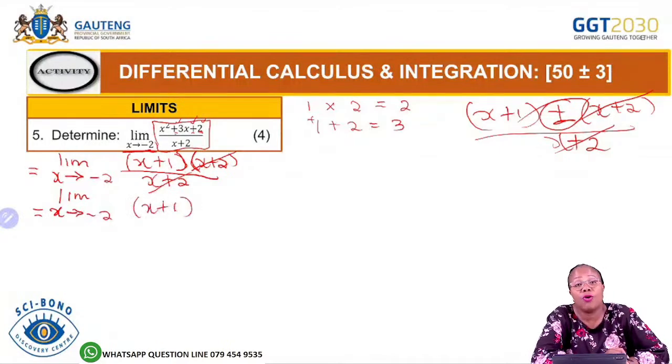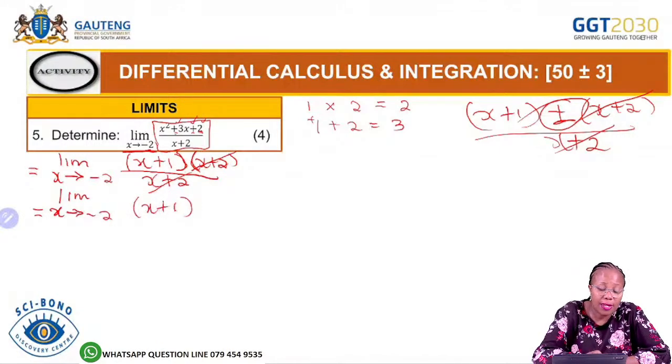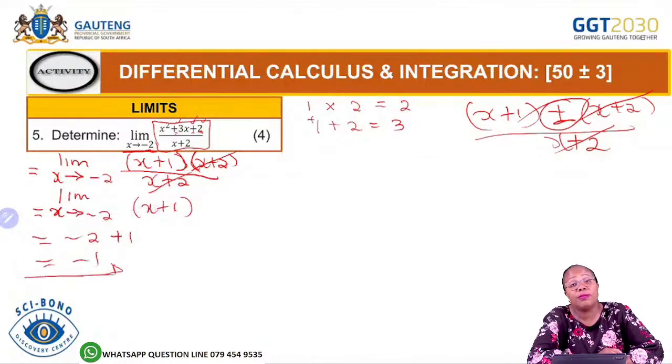Can you see now? No more fraction, right? And now we can apply this negative 2 there. It will be minus 2 for x and plus 1. The answer will be minus 1. That is the limit of that particular expression.